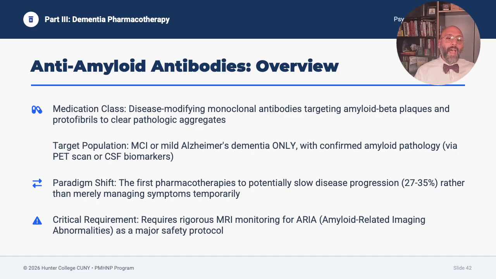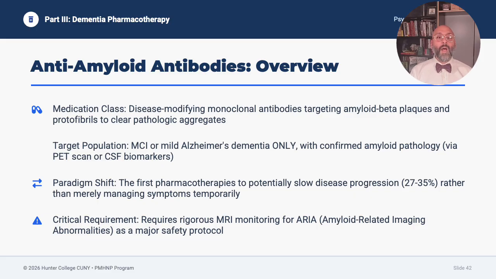And patients have to have confirmed amyloid pathology, so typically via PET scan or CSF biomarker. And moderate or severe dementia is outside the indication because this requires a high degree of compliance. If they're moderate to severe dementia, the compliance and the logistics are going to be quite difficult here. Now, what makes these drugs different is that they are the first pharmacologic therapies shown to slow disease progression on the order of about 27 to 35%, rather than simply providing this temporary symptomatic benefit like the cholinesterase inhibitors and the memantine.